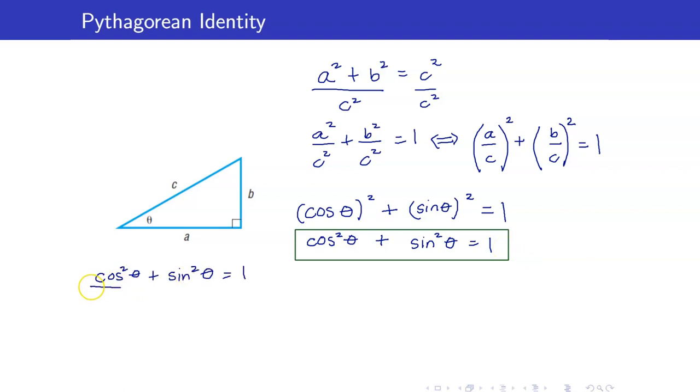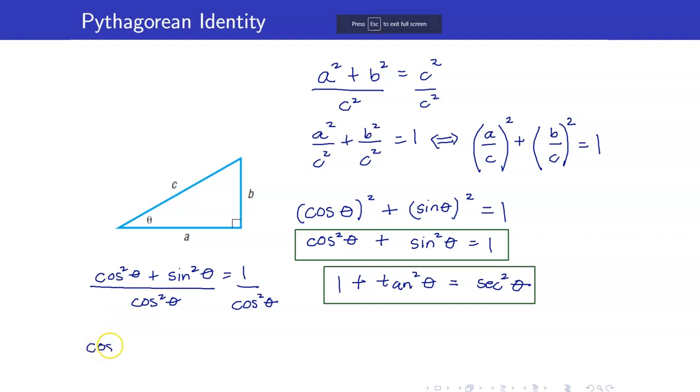If I divide both sides by cosine squared theta, I get cosine squared theta over cosine squared theta is 1. Sine squared theta over cosine squared theta, what is that? That is tangent, correct? Tangent squared of theta. What is 1 over cosine squared theta? 1 over cosine is secant of theta. So therefore, this is secant squared of theta. That is our second Pythagorean identity.